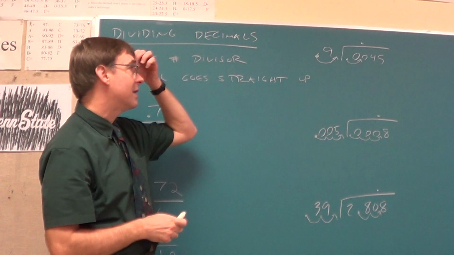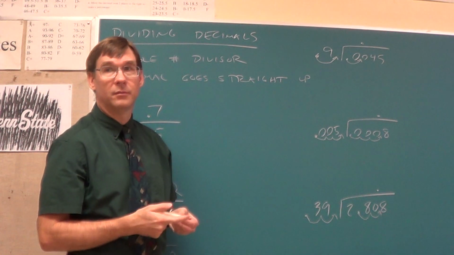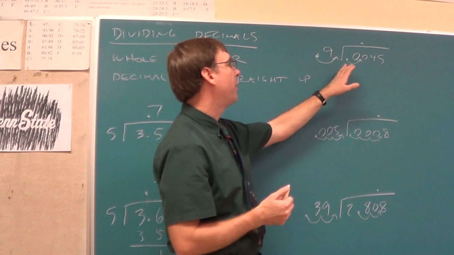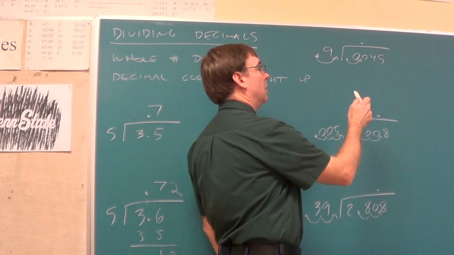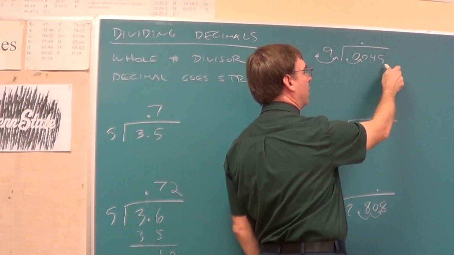9 into 45 is nice. 9 into 45 goes evenly 5 times. It's just a question of where to put the 5. Where should I put the 5? Above which position? Above the 0, above the 4, or above the 5?